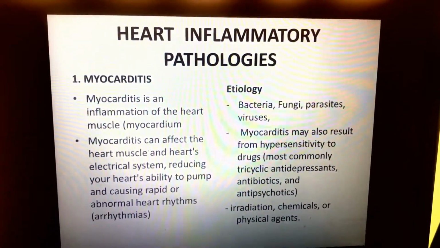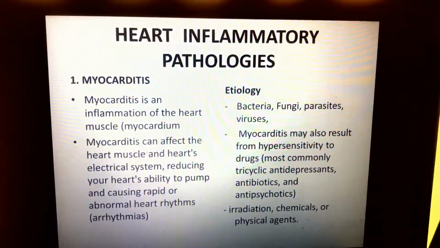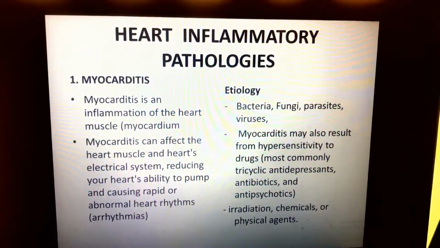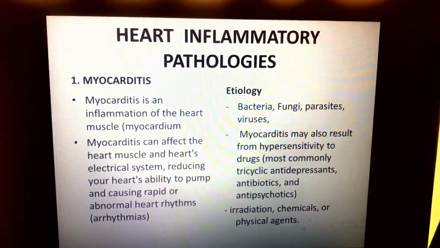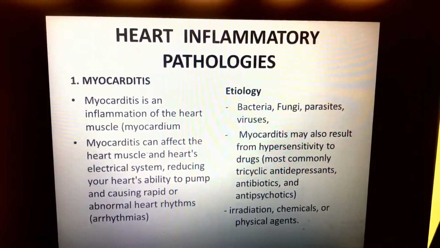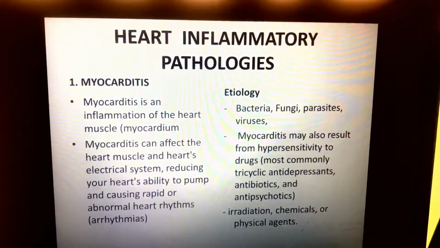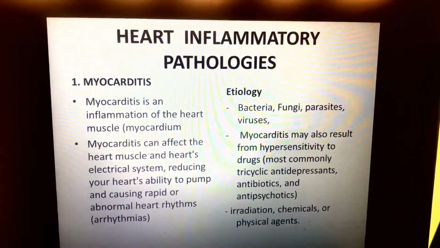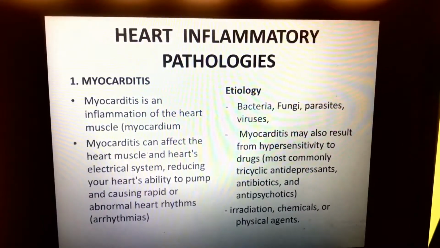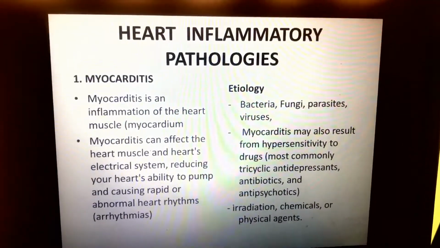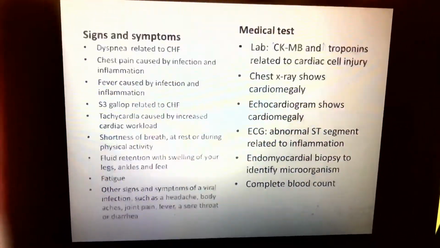Bacteria, fungi, parasites, and viruses can infect the myocardium. Myocarditis may also result from hypersensitivity to drugs, most commonly tricyclic antidepressants, antibiotics, and antipsychotics. Those kinds of drugs can irritate the myocardium. So with that irritation, the myocardium will be inflamed. Also, irradiation, chemicals, or physical agents can cause irritation of the myocardium.